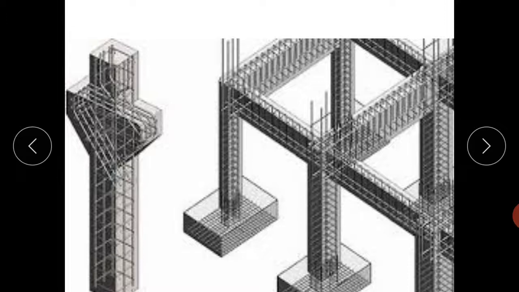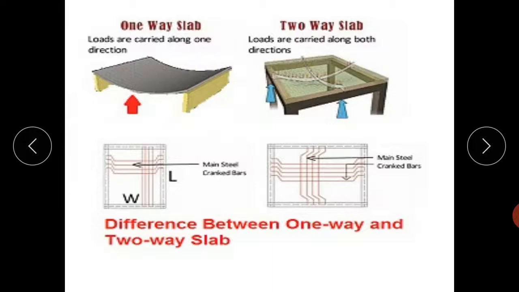Okay, it is just as a grip to have a proper bond between concrete and steel. Now, one-way slab and two-way slab. In one-way slab, loads are carried along one direction. In two-way slabs, loads are carried along both directions.